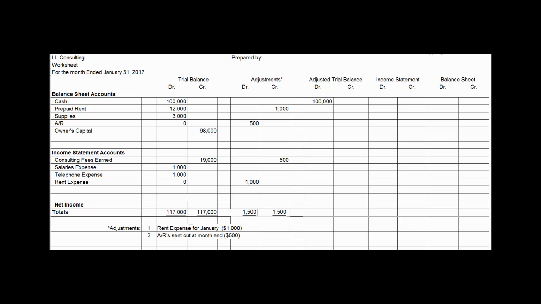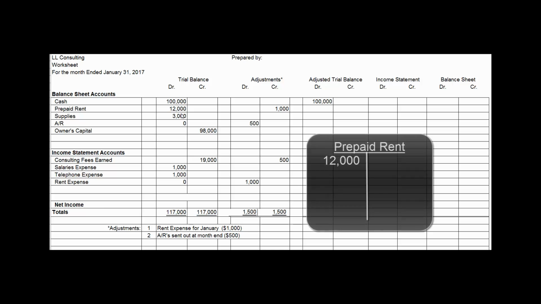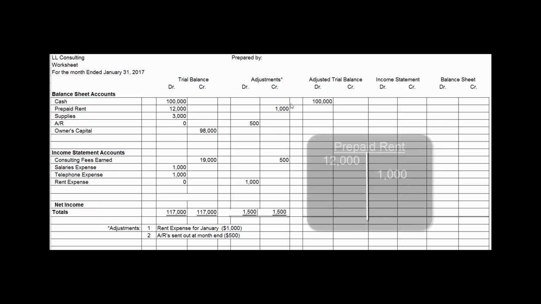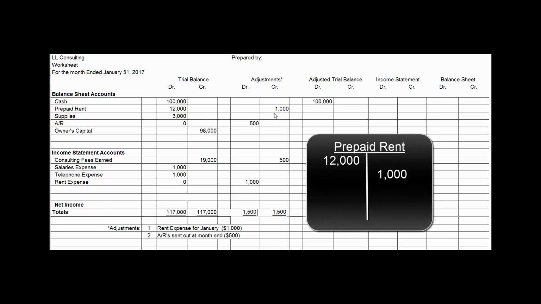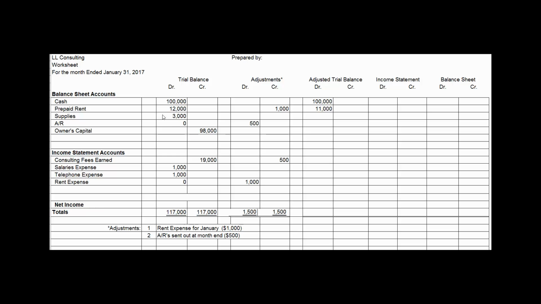It remains at $100,000. But what happened to prepaid rent? It had a debit balance of $12,000. We credited it for $1,000, so it has a debit balance of $11,000. What happened to supplies? Nothing. It had a $3,000 debit balance. We didn't adjust it, so it should have a $3,000 debit balance.